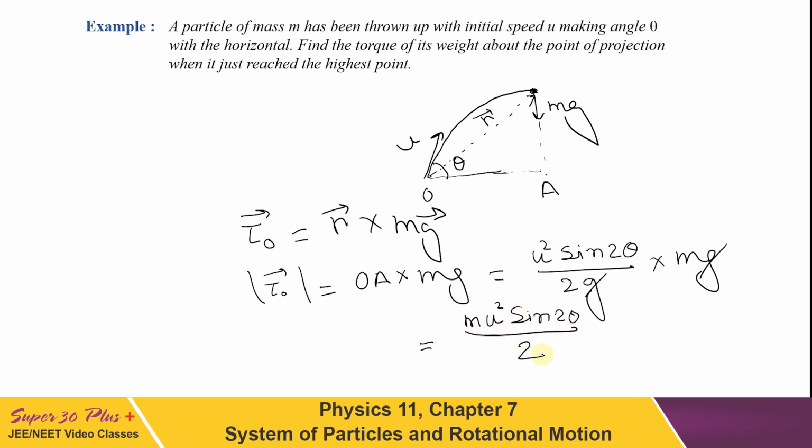This is the torque about the point of projection when the particle has reached its highest point, and it is the torque of the weight of the particle. Because we know sine 2 theta can be written as 2 sine theta cos theta, it can be further simplified to m u square sine theta into cos theta. This is the value of torque.